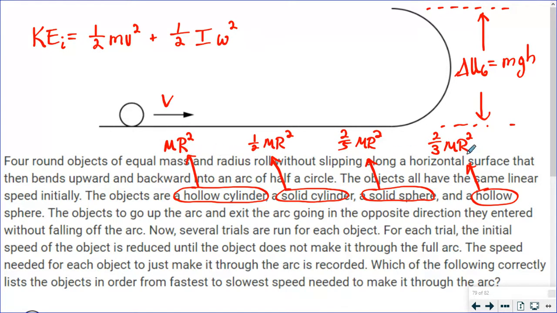And then these are in order. Oh, they're not in order. So the hollow cylinder would have the highest, and then the hollow sphere would have the next highest. But the one that needs the largest velocity is the one with the lowest rotational inertia. So that's your solid sphere.